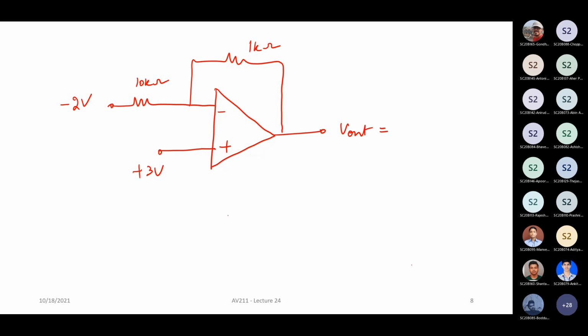So let's try to solve this problem, right? There is negative feedback here, and we have to find V out.